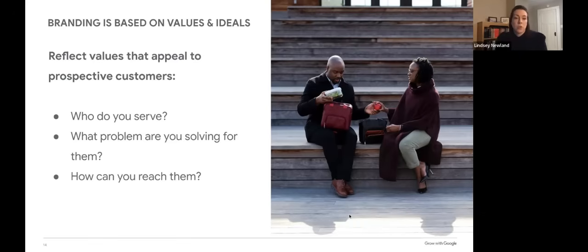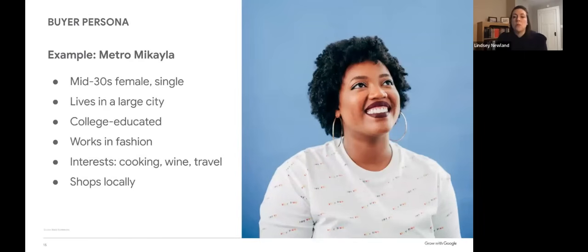So if I were to choose a buyer persona for TW Tote, it would be Metro Michaela. And this is a very brief description of her. She's mid-30s, female, single. She lives in a large city. She's college educated. Well, almost all of the things that we talked about on the last slide with the picture of Shalon and Sharika. If they're a working professional, you can reasonably assume that they're college educated. Well, so is Metro Michaela. She works in fashion, so she probably appreciates things that look nice, and that's definitely the product that Shalon and Sharika produced.